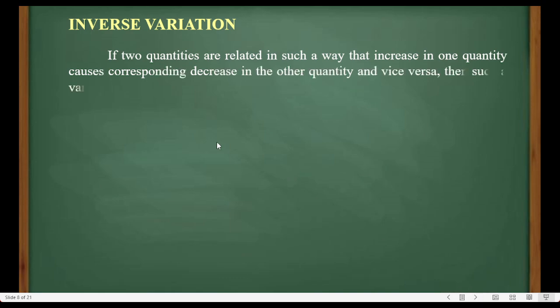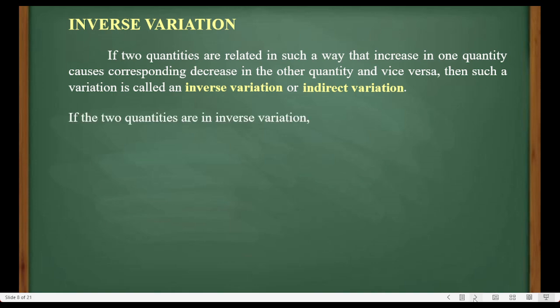Next, let us have the second variation. So we are done with direct variation, so let us take the inverse variation. If two quantities are related in such a way that an increase in one quantity causes a corresponding decrease in the other quantity and vice versa, then such variation is called an inverse variation, or sometimes we call it an indirect variation.